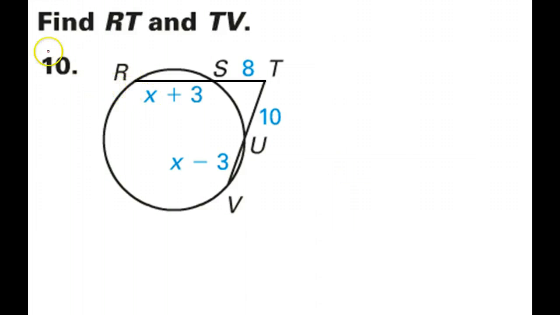All right, number 10. Notice once again that we're not just finding x. We have to follow through and find the length of RT and the length of TV. So we will have to substitute our answer back in. We are outside of the circle, so once again we are doing part times whole equals part times whole. The part has to be the outer part, like the 8 and the 10. So let's go ahead and do this secant segment first. Part times whole. All right, you know what? Be really careful about this. This would be confusing to a lot of kids.